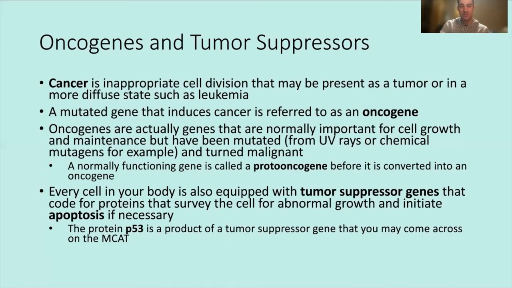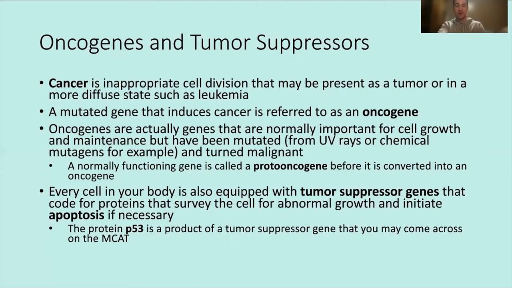So a mutated gene that induces cancer is referred to as an oncogene. Oncogenes are actually genes that are normally important for cell growth and maintenance, but have been mutated. So for example, from UV rays or from chemical mutagens, and they turn malignant. So these are genes that everybody has. They are important for normal functioning, but they're specific genes that are more likely to become oncogenes than others. And a normally functioning gene is called a proto-oncogene before it is converted into an oncogene. It's just the nomenclature that's used.